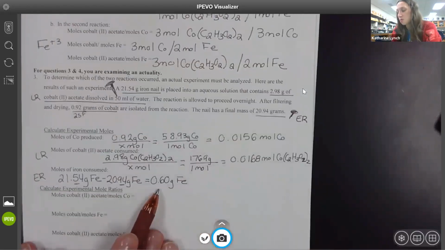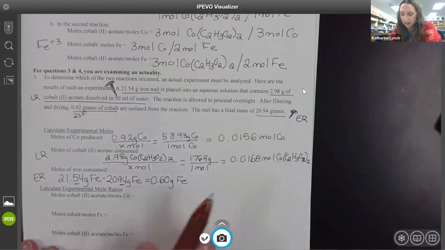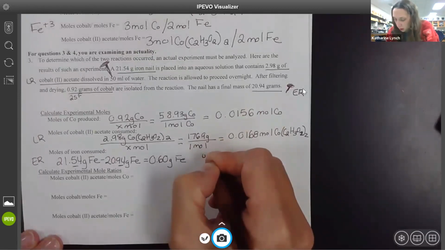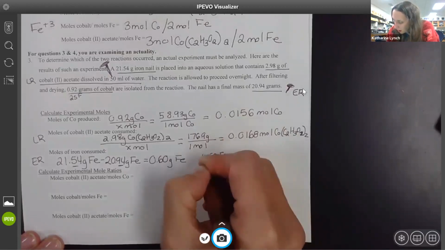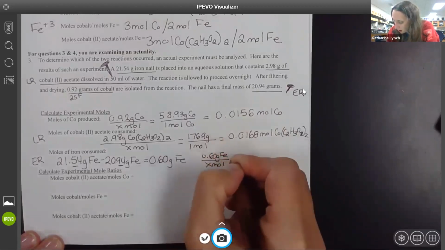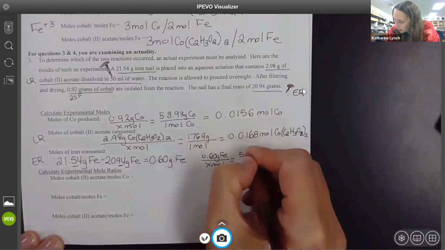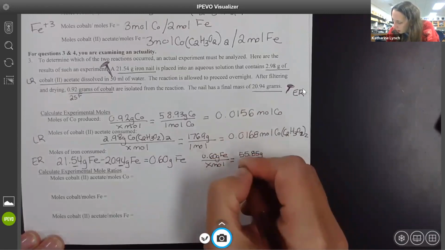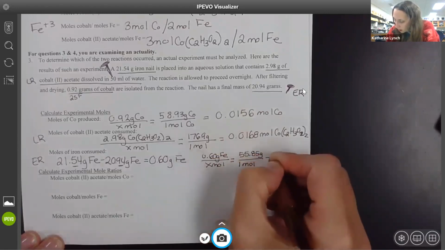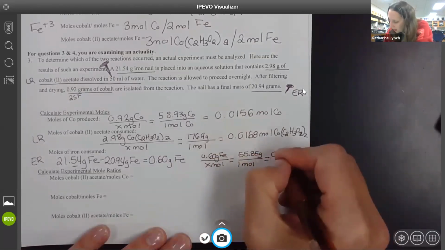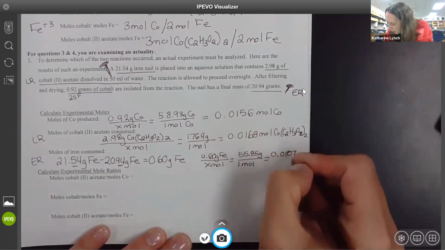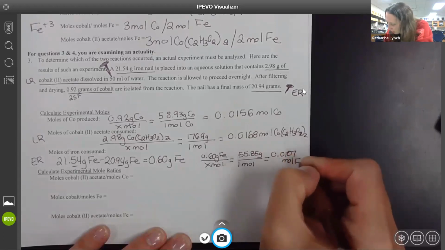So I know the grams of my excess reactant. I can now go to moles. So I got to do one more step for this particular part. 0.60 grams of iron. I want to know how many moles of iron that is. And I know off the periodic table, 55.85 grams of iron is in 1 mole of iron. When I cross multiply and divide, I end up with 0.00107 moles of iron.